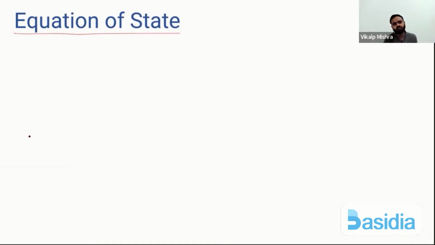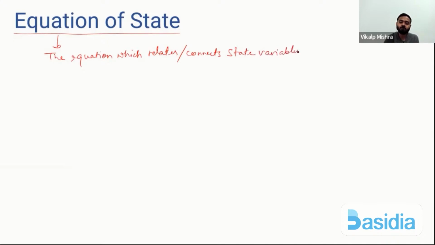Equation of state. So the equation which relates or connects state variables of a system is called as equation of state.